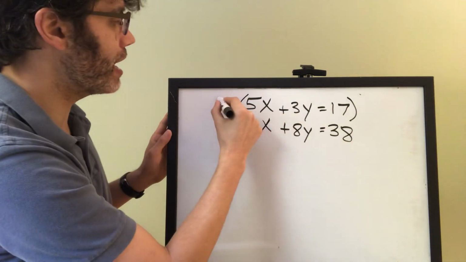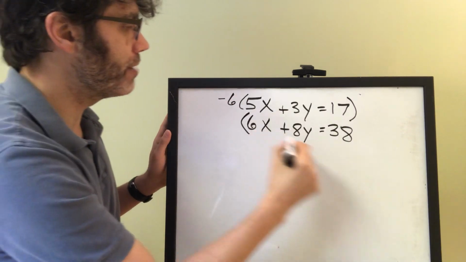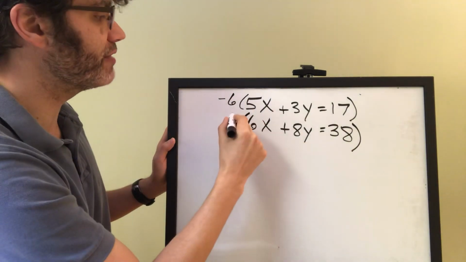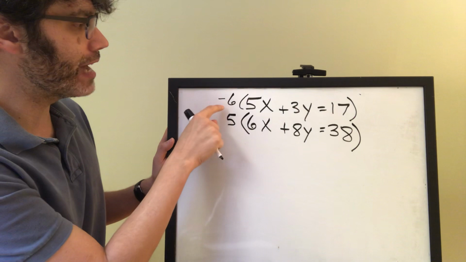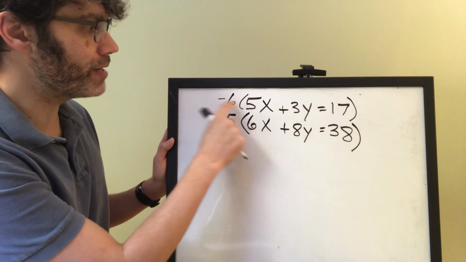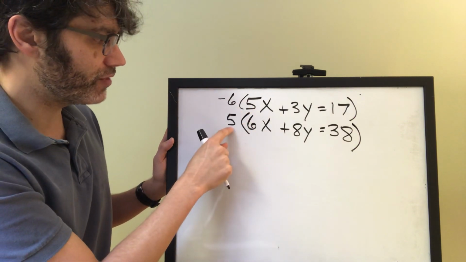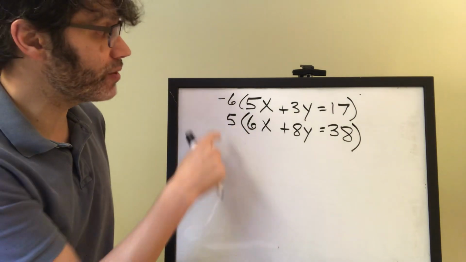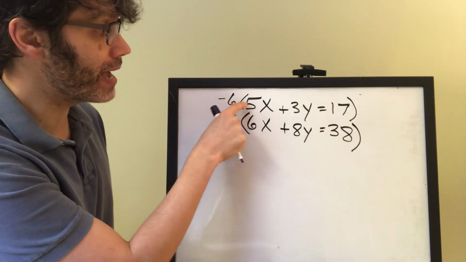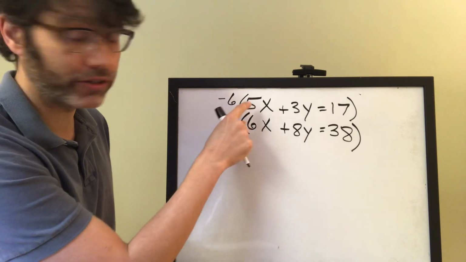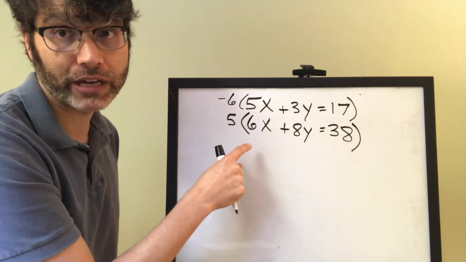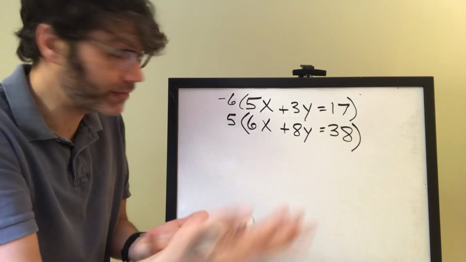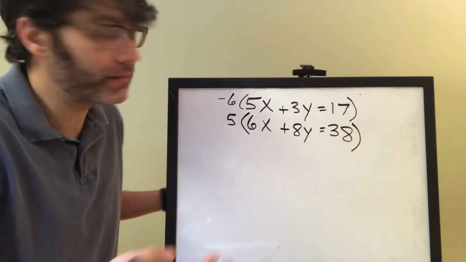Let's multiply the top by negative 6 and the bottom by positive 5. Okay, so now do you see that this negative 6 times 5 becomes negative 30, and this 5 times 6 becomes a positive 30? Now, if I wanted to, I could have multiplied the top by positive 6, and that becomes 30, and the bottom by negative 5, that becomes negative 30. That's another way to do it. That's great. I just have to pick one way.